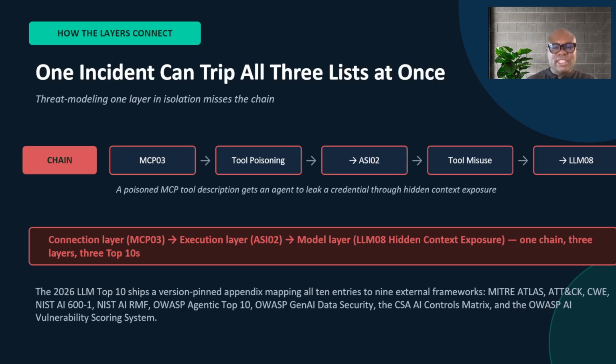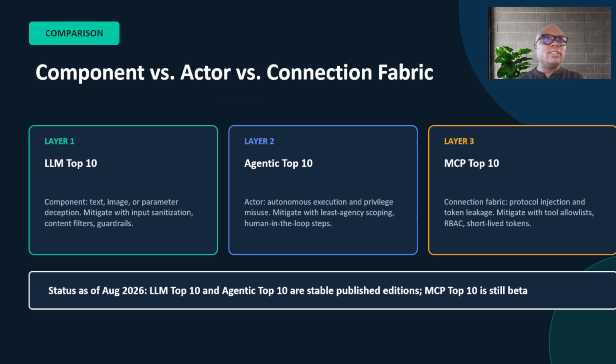This shows us how dangerous this could be if we don't have robust security guardrails and systems around it. The 2026 LLM Top 10 ships a version-pinned appendix mapping all 10 entries to 9 external frameworks like MITRE ATLAS, CVE, NIST AI 600, NIST AI RMF, the OWASP Agentic Top 10, all those things. So let's look at a comparison of these frameworks: component versus actor versus connection fabrics. Layer 1, we have the LLM Top 10. Layer 2, we have the Agentic Top 10. Layer 3, we have the MCP Top 10.